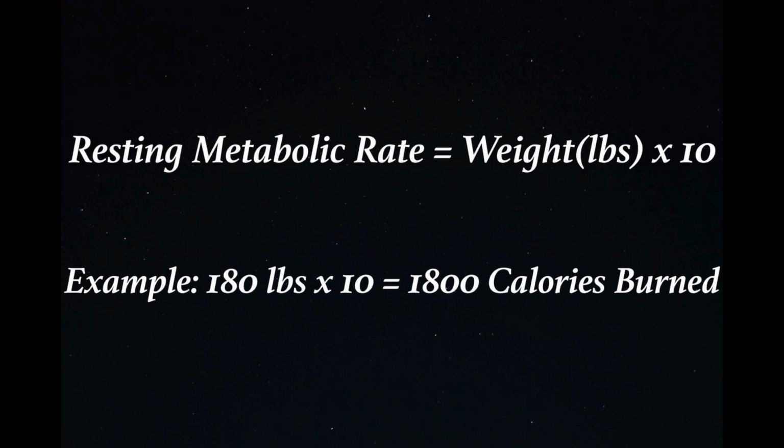So in order to calculate your resting metabolic rate, you have to take your weight in pounds and you have to multiply it by 10. So if a man weighs 180 pounds, he multiplies that by 10, and that's 1,800 calories. So same thing, if you just weigh 100 pounds for whatever reason, that's 1,000 calories. That's how many calories you're burning in a day without doing anything. Your weight times 10. As simple as that.